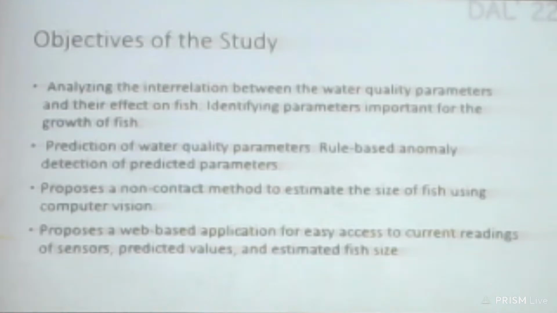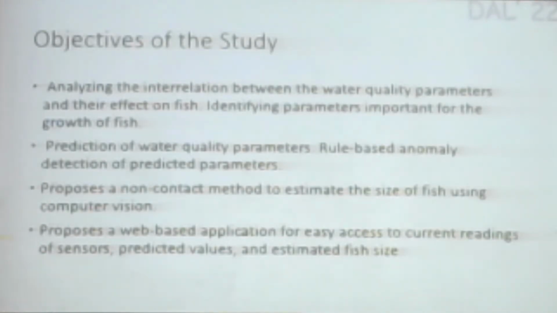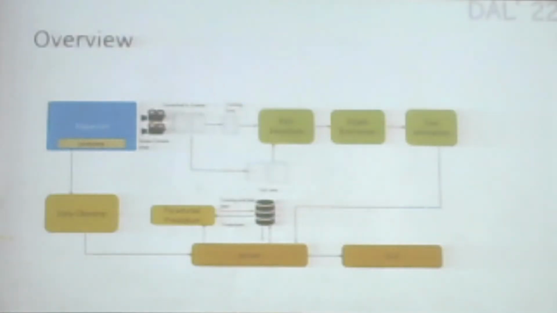The objective of this study is to analyze water quality parameters, see which parameters affect the fish and how they interact with each other, then to predict them, so that if we can predict that water quality is going to deteriorate, we can prevent it by taking certain measures. We also propose a non-contact method for measuring the length of the fish. Length is an excellent indicator of a fish's health. Traditional methods involve taking the fish out of the water, measuring it, and putting it back, but this is harmful to the fish. Also, to provide easy access to this data, we provide a web-based application. So this is the overview of the entire system. We'll get to the working of this.